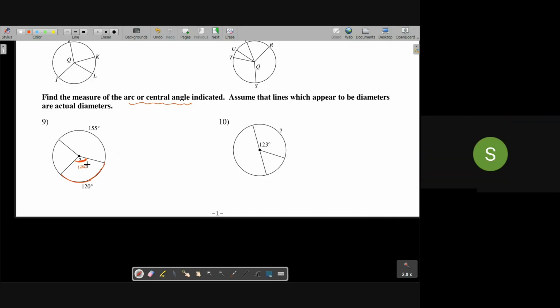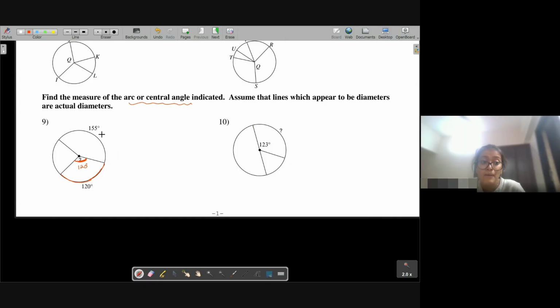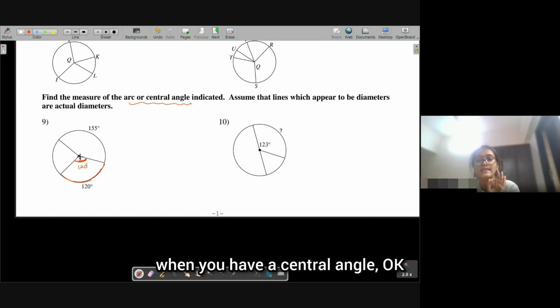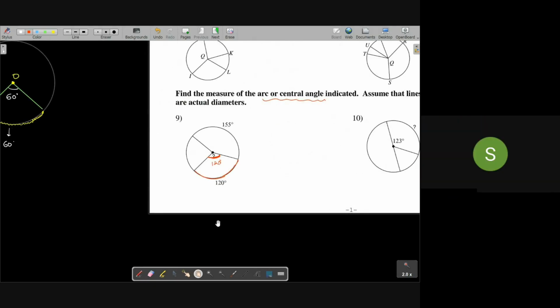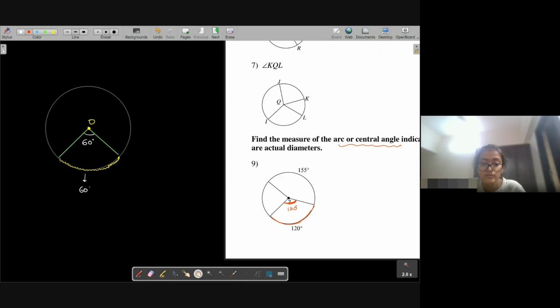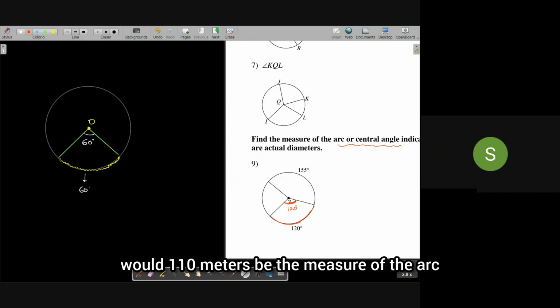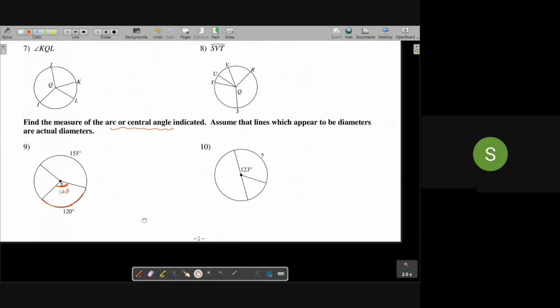Oh, so is that like a rule for circles? Yes. But it works only when you have a central angle, okay? So then for number 10, would 123 also be the measure of the arc?